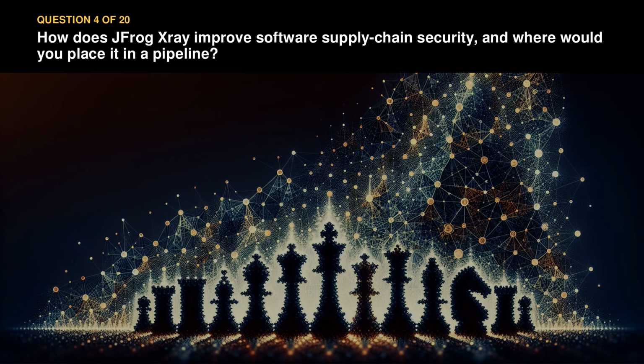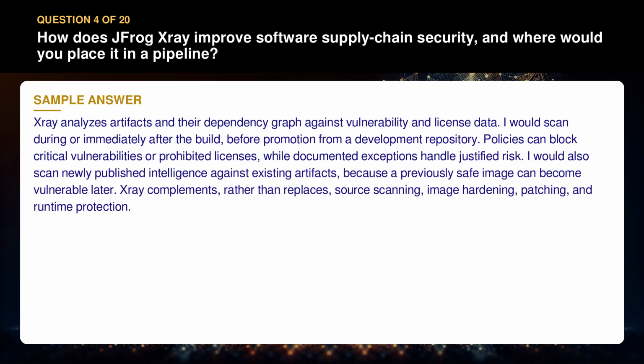Question 4. How does JFrog Xray improve software supply chain security, and where would you place it in a pipeline? Xray analyzes artifacts and their dependency graph against vulnerability and license data. I would scan during or immediately after the build, before promotion from a development repository. Policies can block critical vulnerabilities or prohibited licenses, while documented exceptions handle justified risk. I would also scan newly published intelligence against existing artifacts, because a previously safe image can become vulnerable later.